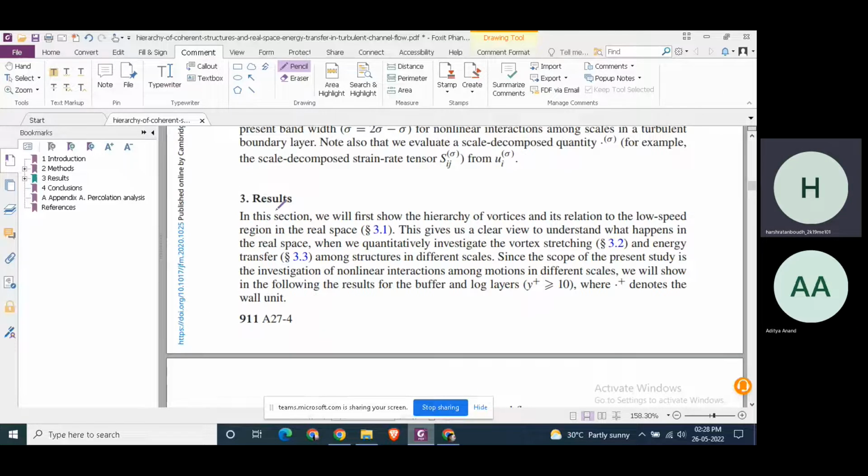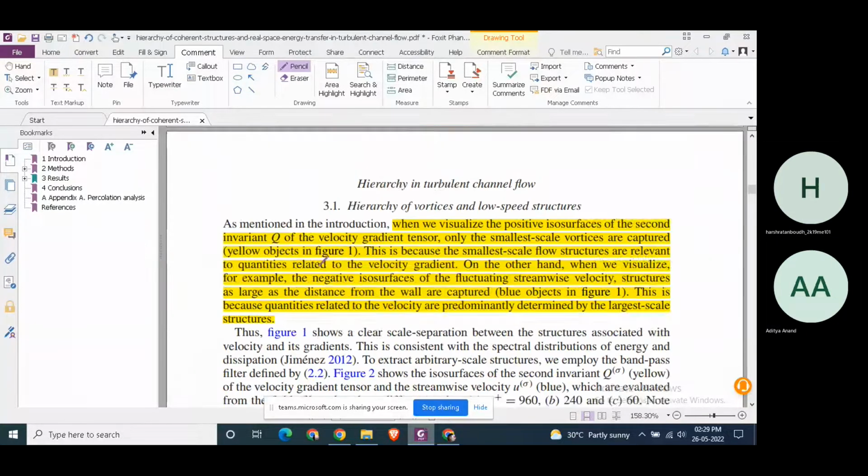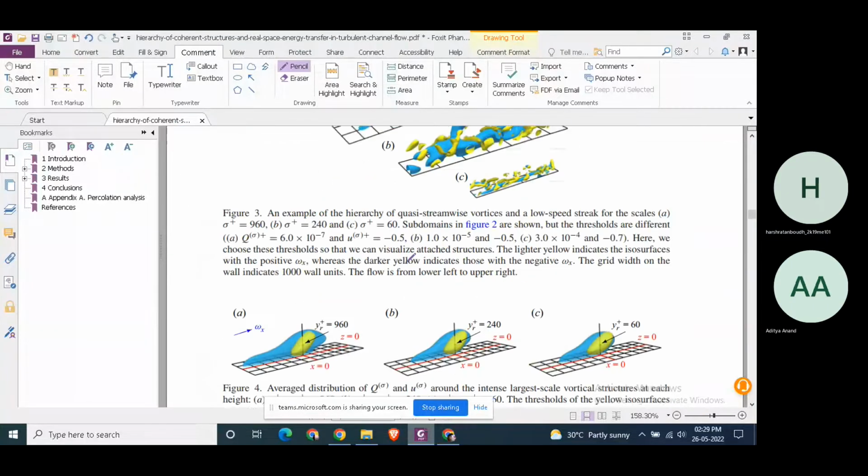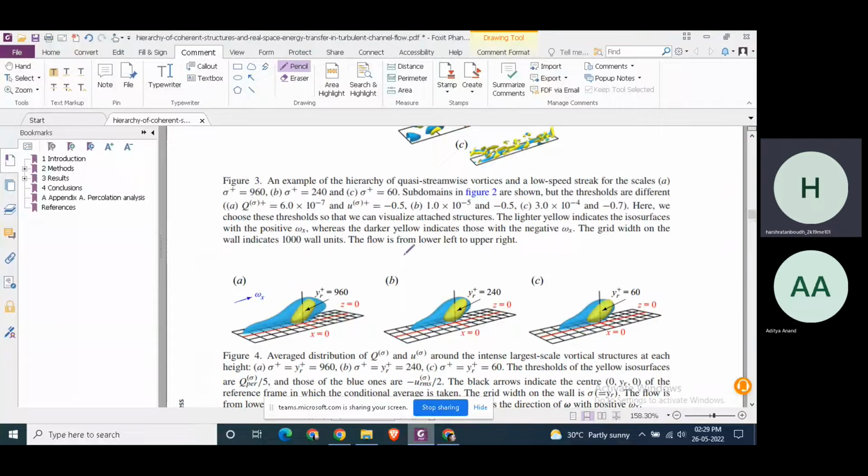There's also something known as vortex stretching. In the results section, they have told us how vortex stretching works. I forgot to mention something that I knew. It's okay, you can go back. I don't know where it is. Okay, it is here.